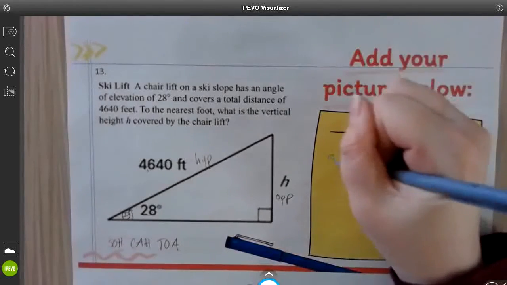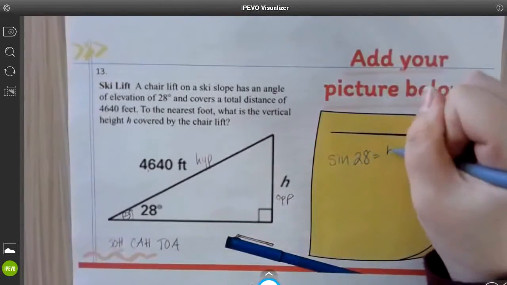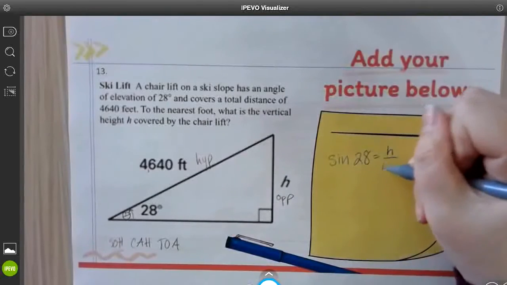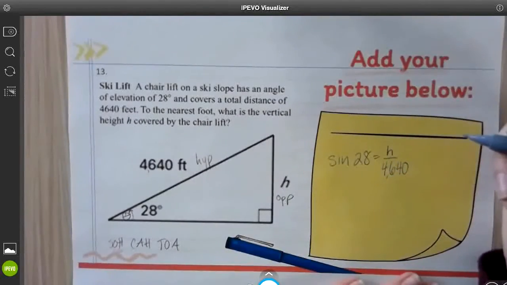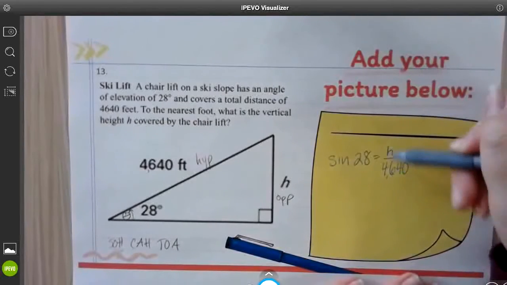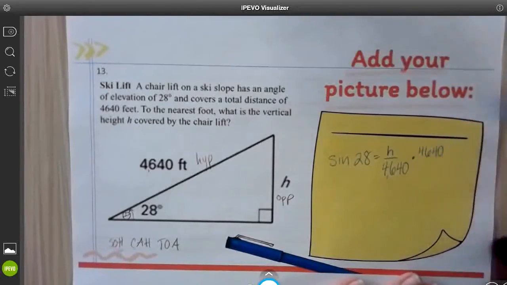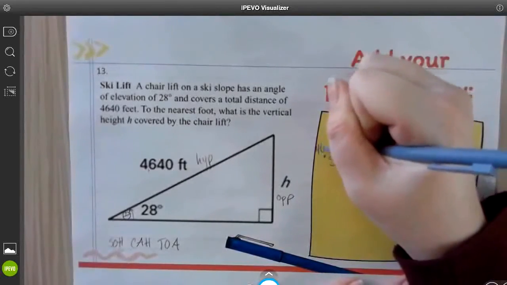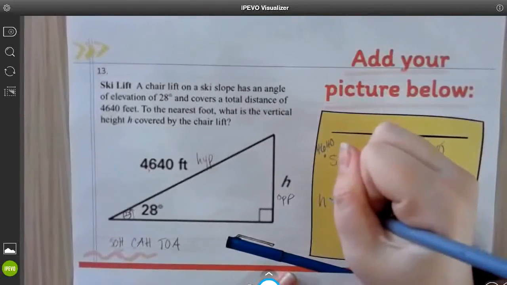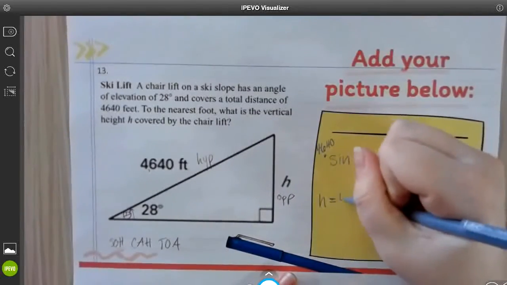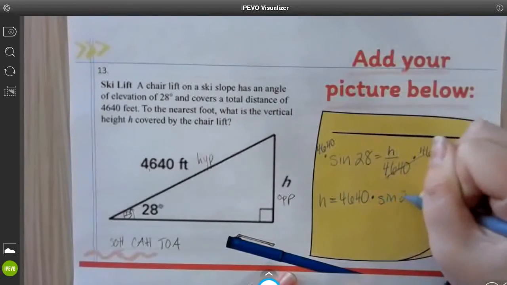And now we have to pick which trig function goes with opposite and hypotenuse, and that's going to be SOH again. So that's sine of our angle measure, which is 28, is equal to the opposite side divided by the hypotenuse, which is 4,640. It's currently getting divided, so we need to undo that with multiplication. So we're going to multiply by 4,640 on both sides. So H is going to be equal to 4,640 times the sine of 28.